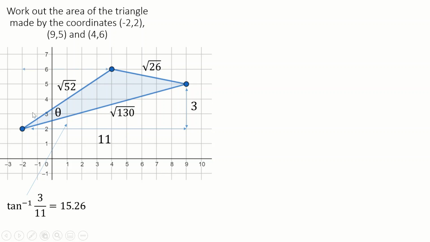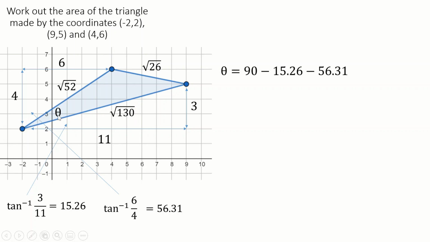And this angle over here, because this distance is 6 and this one is 4, this angle up here must be tan inverse of 6 over 4. Again, opposite over adjacent, which gives me 56.31, which means this angle is going to be, well, there's a 90 degrees right there, isn't there? So this angle must be 90 minus those two, which is 18.43.